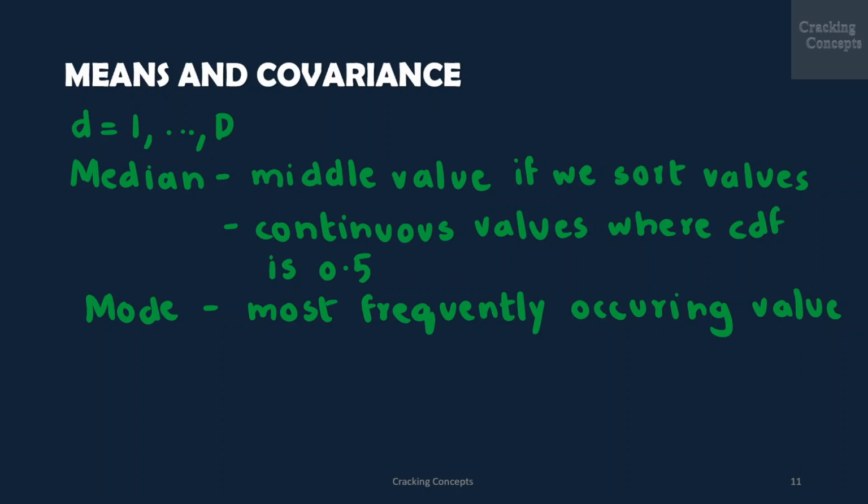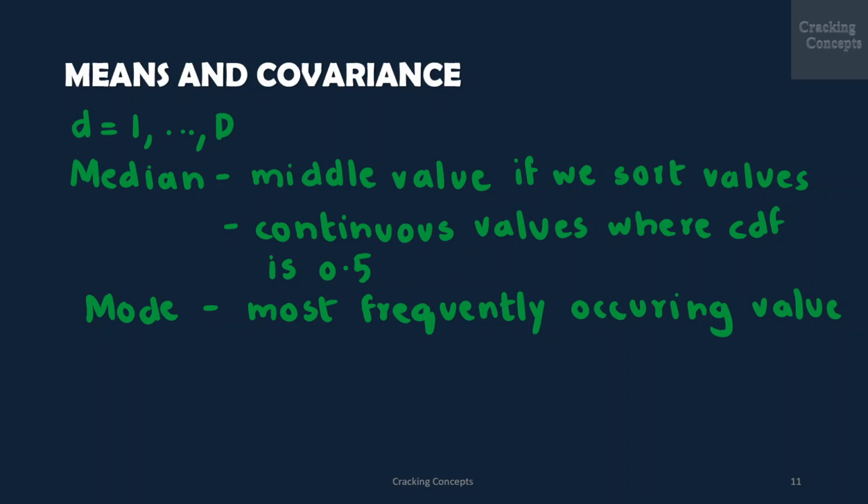In one dimension, there are two other intuitive notions of average, which are the median and mode. Median is the middle value if we sort the values, that is, 50% of the values are greater than the median and 50% are smaller than the median. This idea can be generalized to continuous values by considering the value where the cumulative distribution function is 0.5. For distributions which are asymmetric or have long tails, the median provides an estimate of a typical value that is closer to human intuition than the mean value. Furthermore, the median is more robust to outliers than the mean.